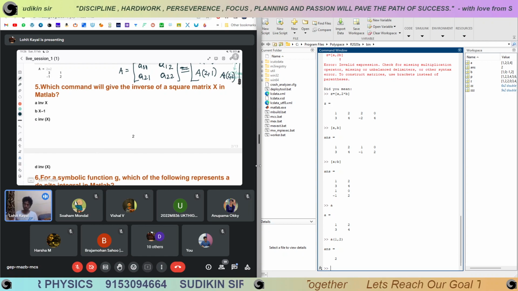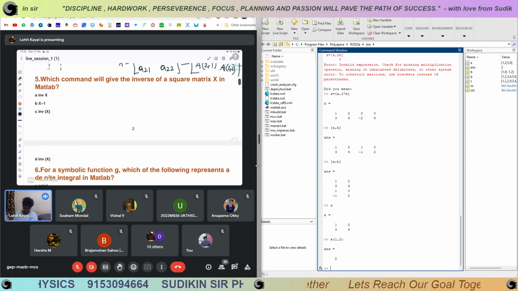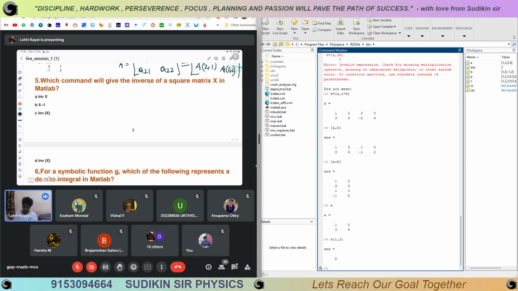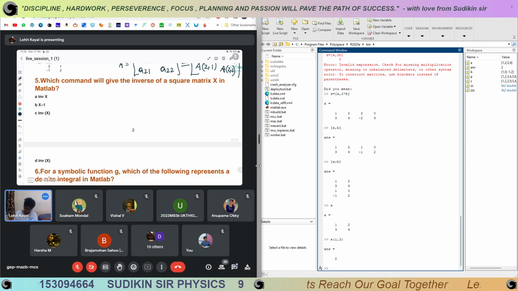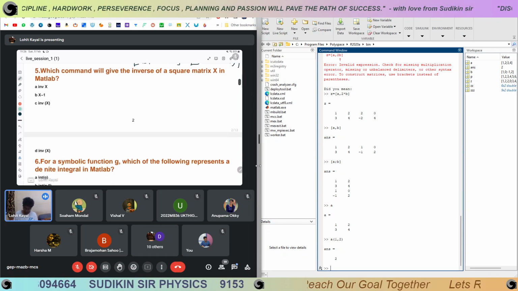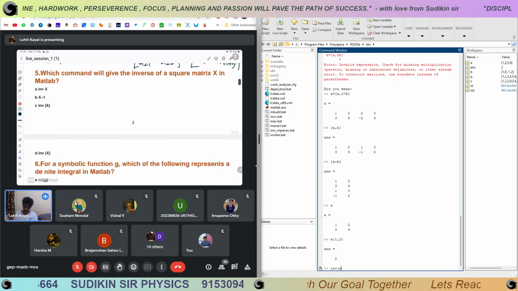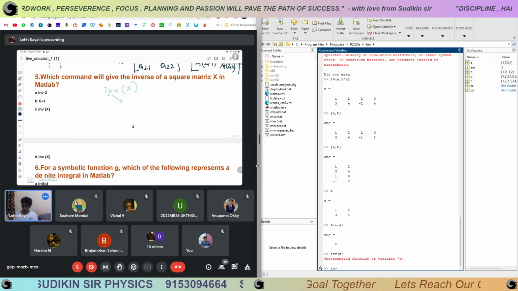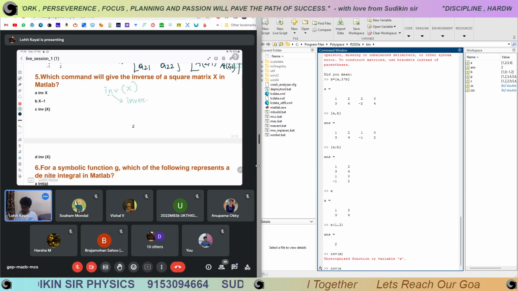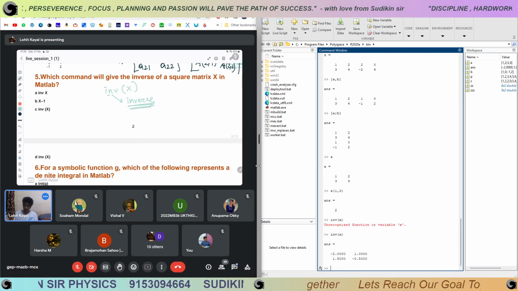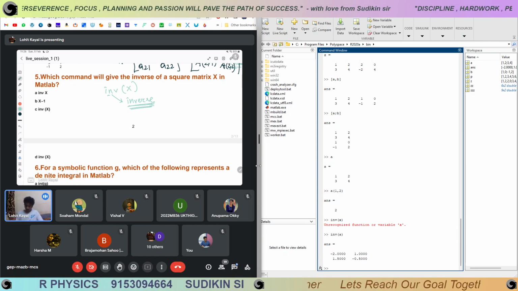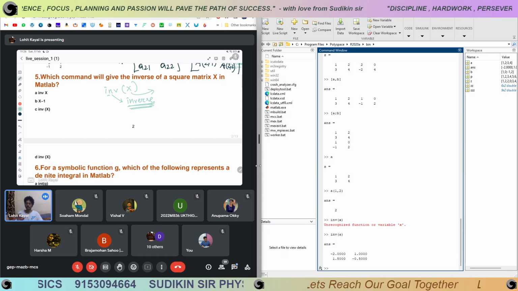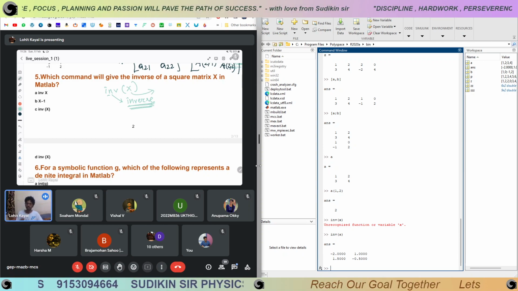Okay, so now a new command will come. Which command will give you the inverse of a square matrix X in Matlab? The command is inv of X. Inv means inverse. This will be valid only when X has a determinant, or X is non-singular.